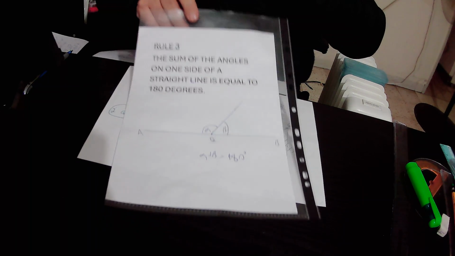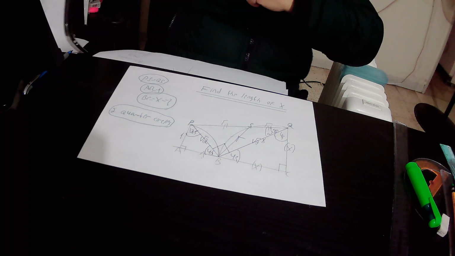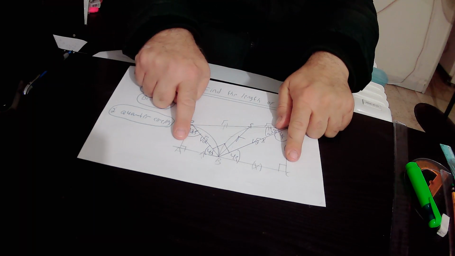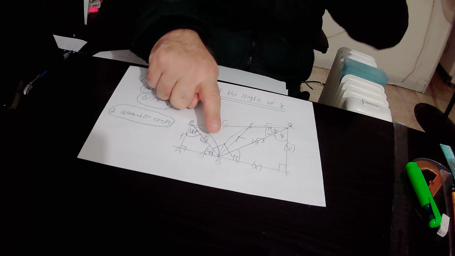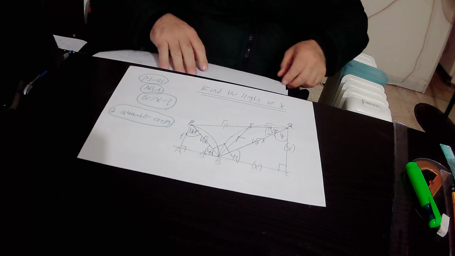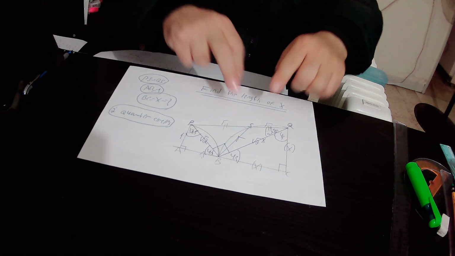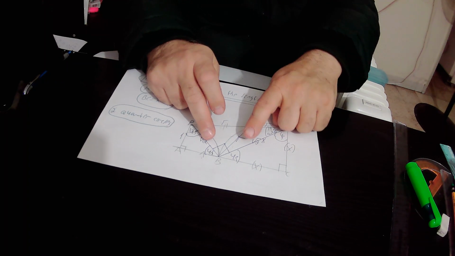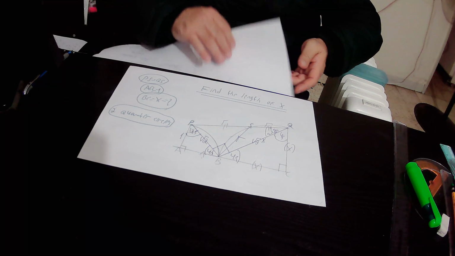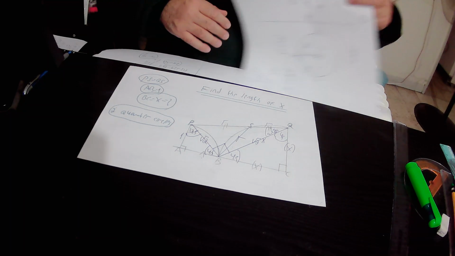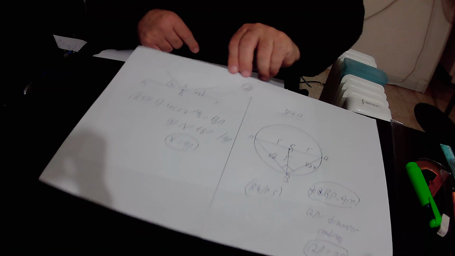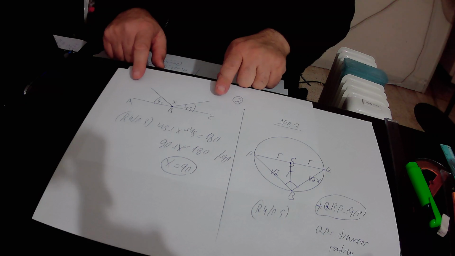We can actually implement rule number 3 in our drawing. Why? Because in our drawing, if we focus on the upper side of the straight line AC at point B, the sum of the angles must be equal to 180 degrees according to rule number 3. So I copied the straight line AC with point B with its angles in a new page, and we implemented rule number 3 at the straight line AC. So this is the straight line AC with point B.